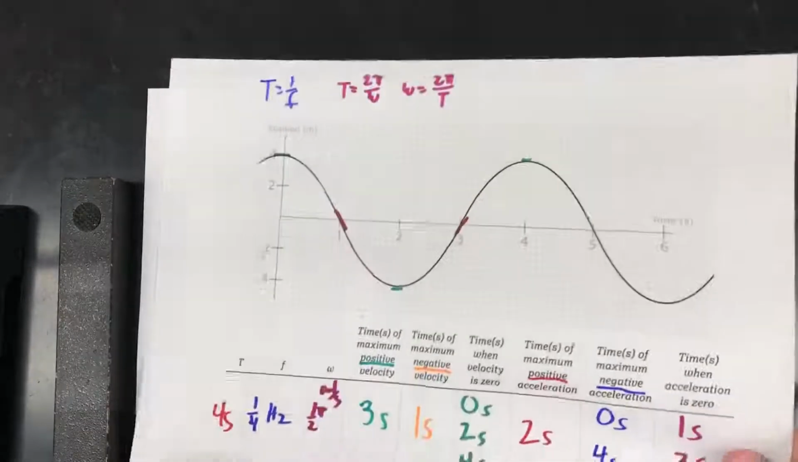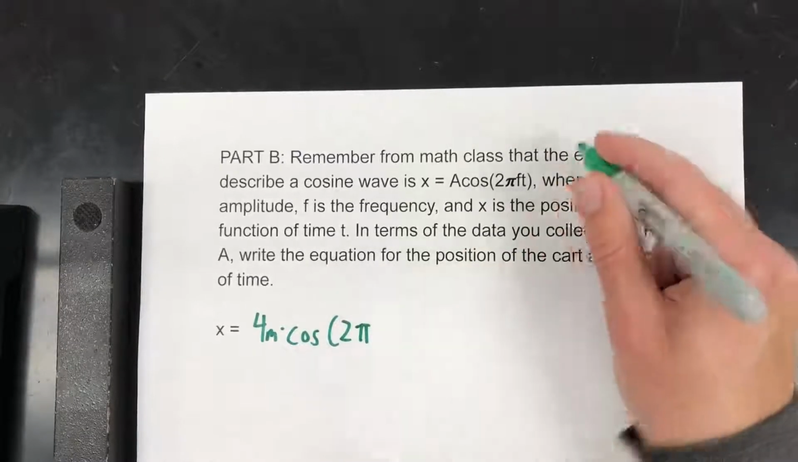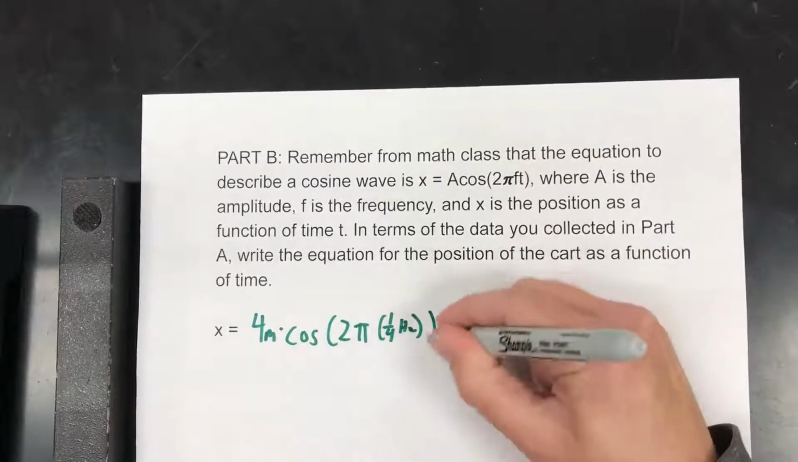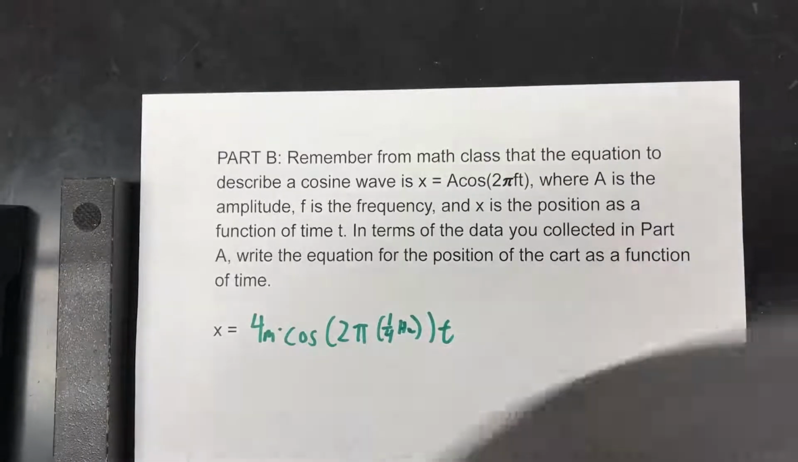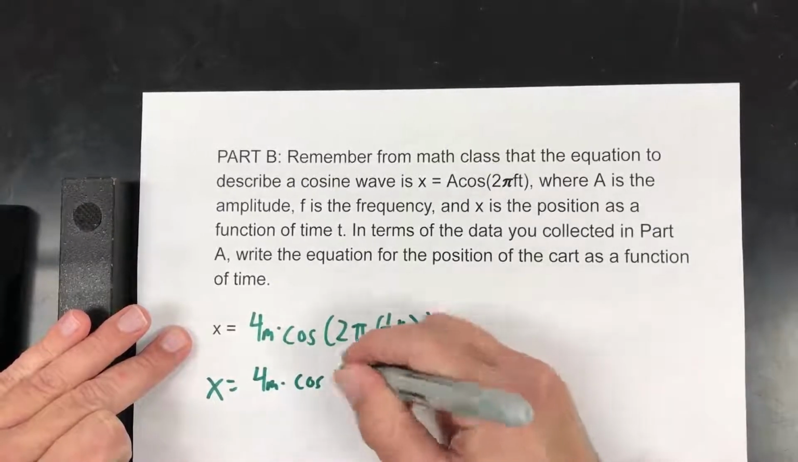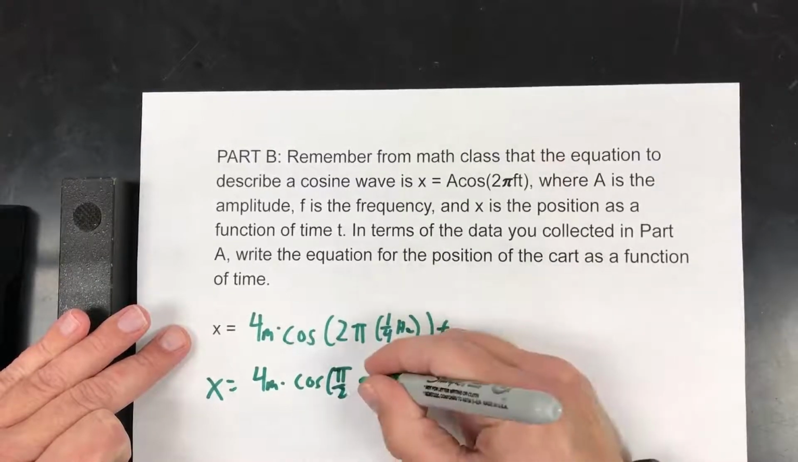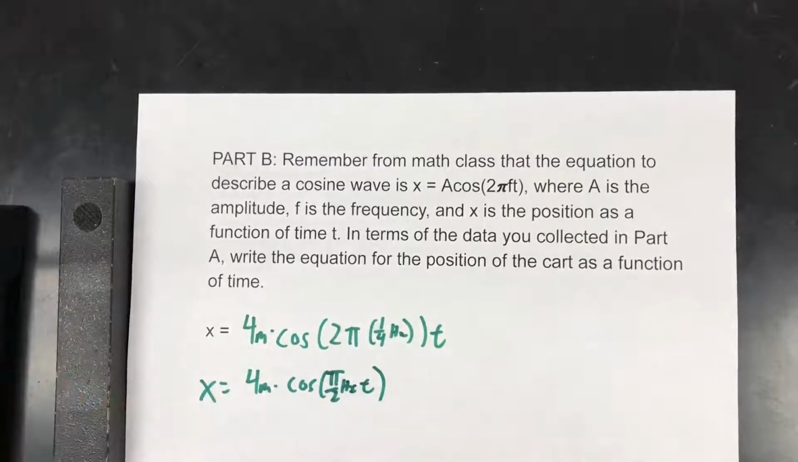Then you have to check to see if it's actually a cosine wave or a sine wave, and it is a cosine wave. So 4 meters times the cosine of 2 pi, and we found our frequency on the other page. It was 1/4 of a hertz. You could multiply that 1/4 times the t if you wanted to simplify that out. And let's go ahead and do that. And so we would get x is equal to 4 meters times cosine of 1/2 pi times t. And that 1/2 pi, by the way, is a frequency there.